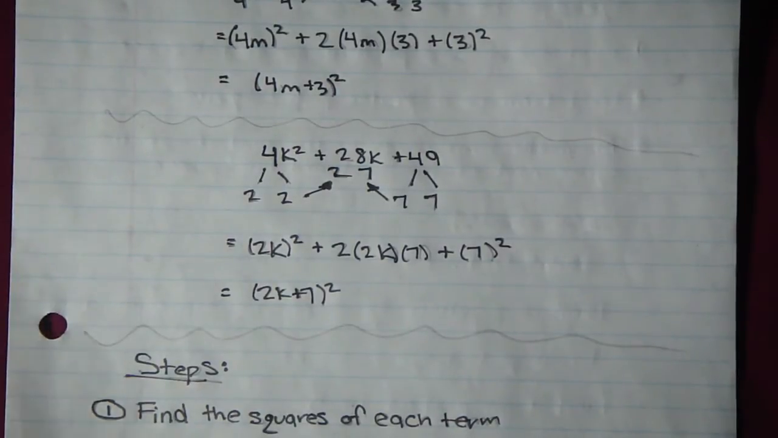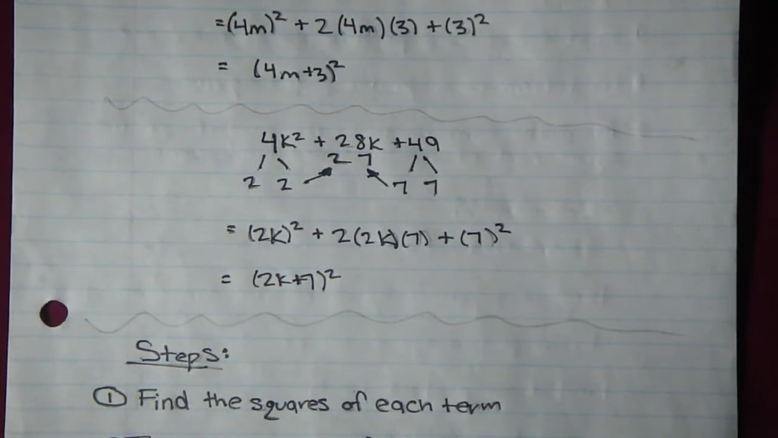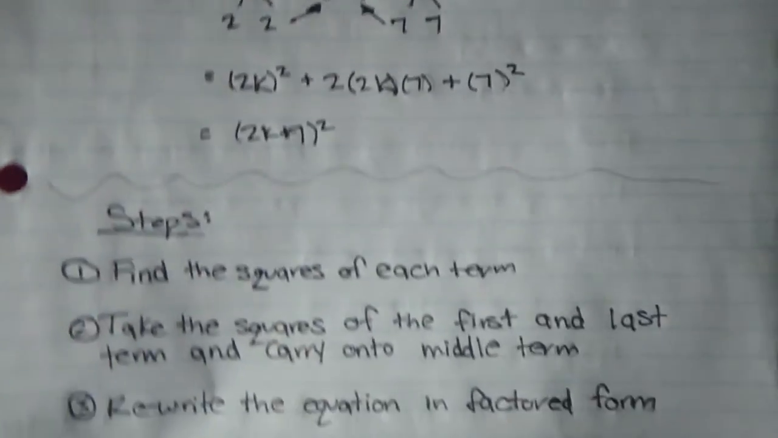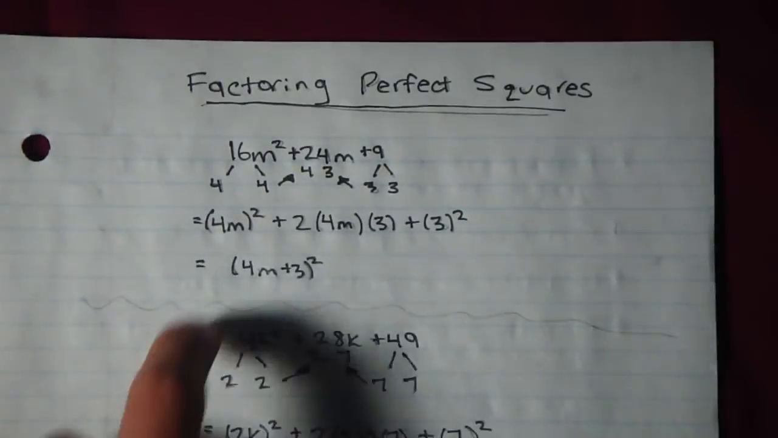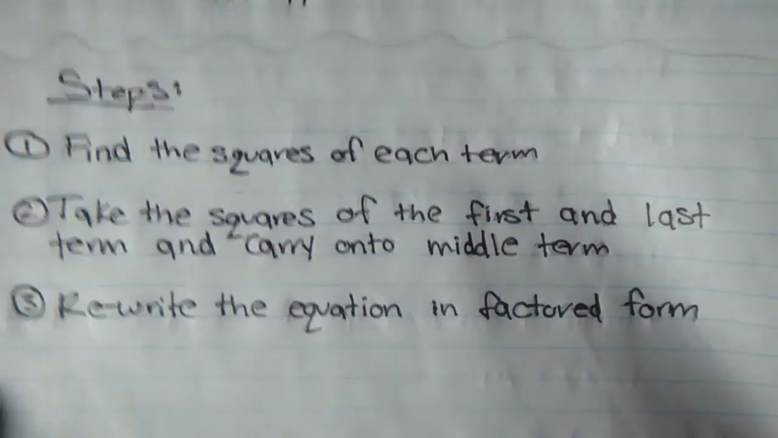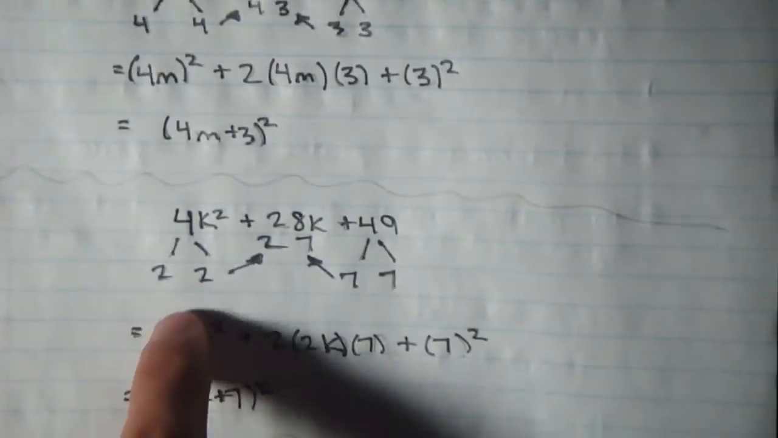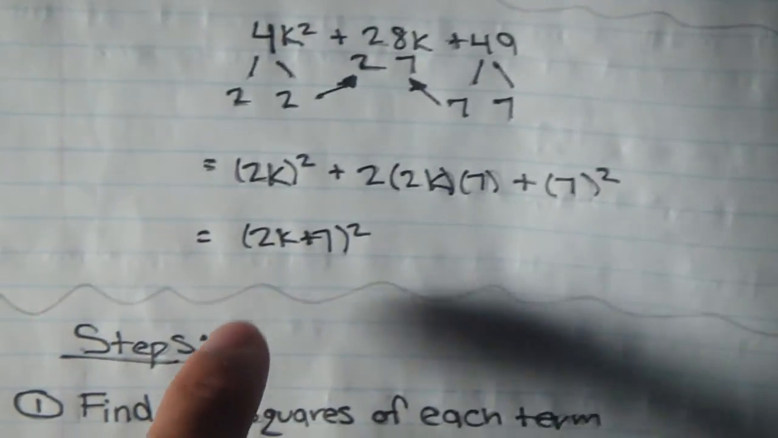Here is another example. We found out that 4 can be square rooted to 2, and 49 has a square root of 7. We carry it on to the middle term. We write it in the general formula, which you have to remember, and then you put it into factored form. So steps: find the squares of each term. We found that. Take the squares of the first and last. You have to remember this. It's only the first and last terms, and carry it on to the middle term. First, last, we found it, carry on to the middle term. Then rewrite the equation in factored form. We've done that.